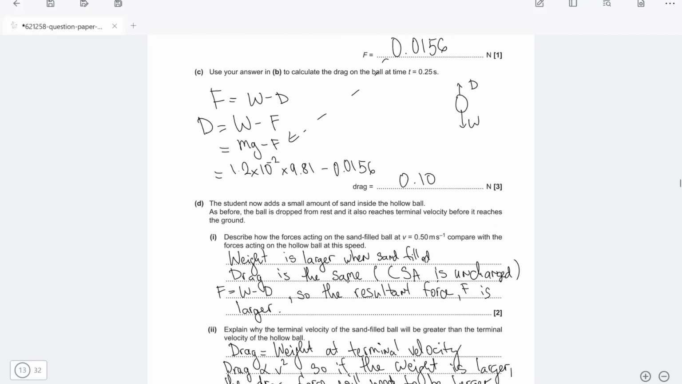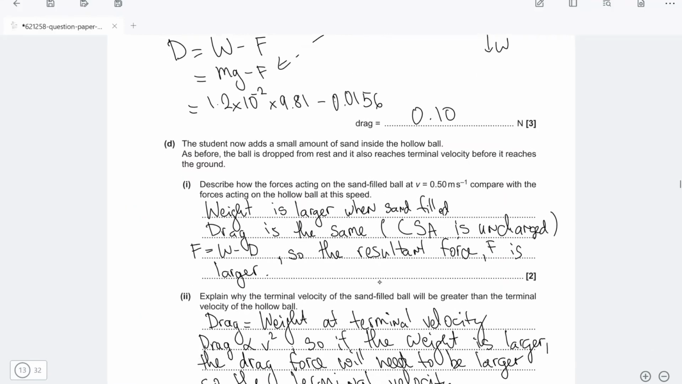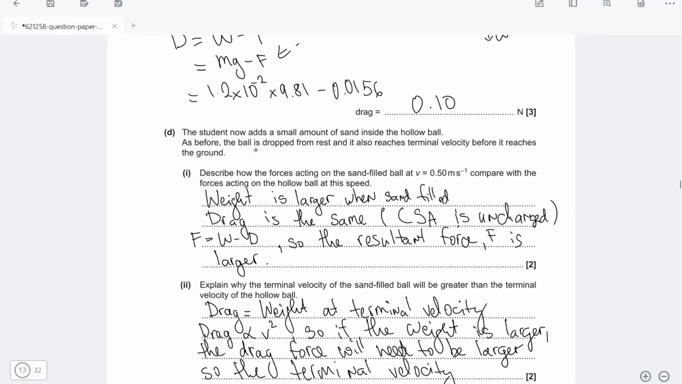Part D is quite interesting. So essentially we are increasing the mass of the ball. So we are putting a little bit of sand inside of the hollow ball. Describe how the forces acting on the sand-filled ball at a speed of 0.5 meters per second compare with the forces acting on the hollow ball. Well, there are three forces that we need to consider: the weight, the drag, and the resultant force. The weight is larger because the mass is larger. The drag, though, and this is really interesting, will be the same. I'm going to underline this because this is quite counterintuitive.